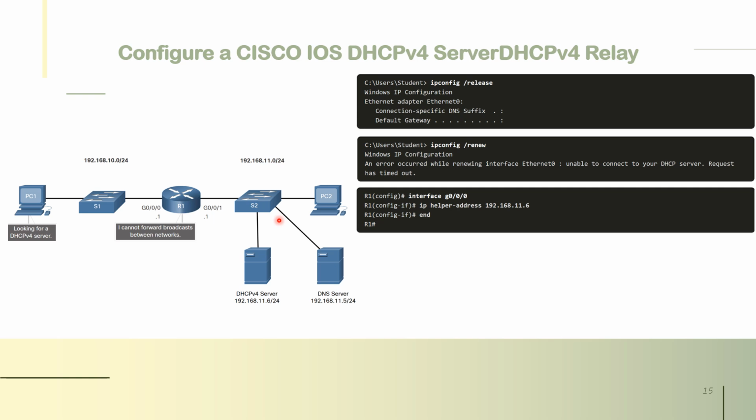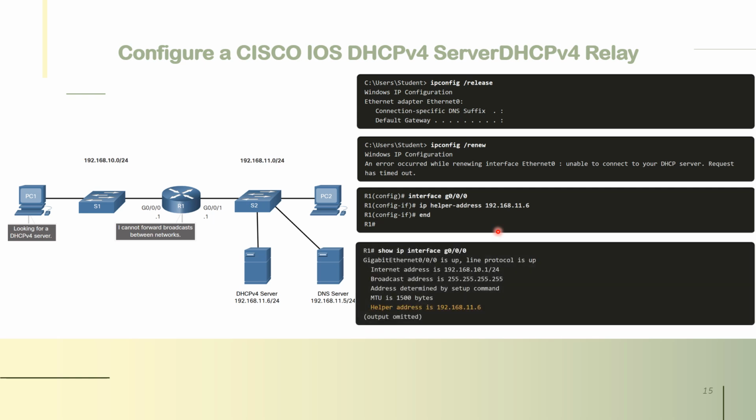We have to configure it with the IP helper address followed with the address interface configuration command. With this, we will cause router 1 to relay the DHCPv4 broadcast to the DHCPv4 server. As shown in this example, the interface on router 1 receiving the broadcast from PC1 is required to relay DHCPv4 addresses to the DHCPv4 server at 192.168.11.6.